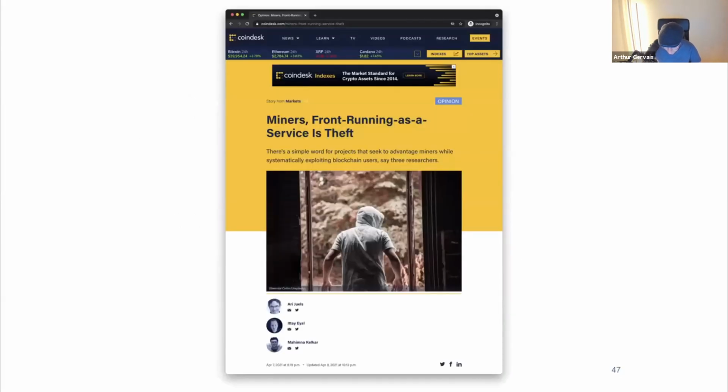Feel free to jump to the miners front running as a service theft article on CoinDesk. I think this has been beautifully written, and I couldn't have explained it better. It will give you more insights here as well.